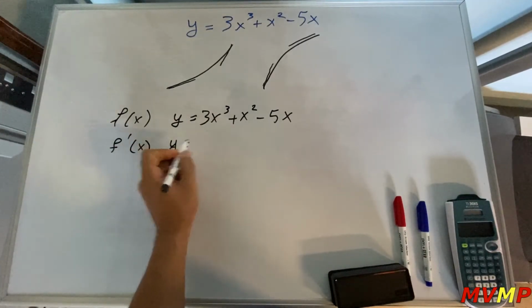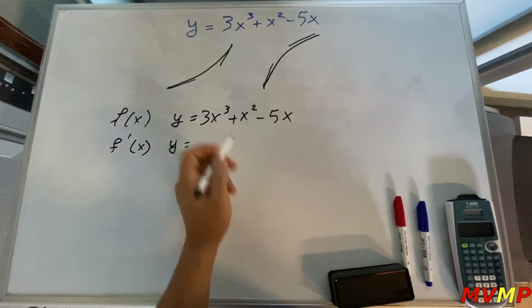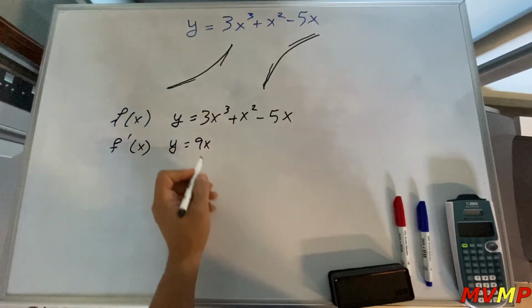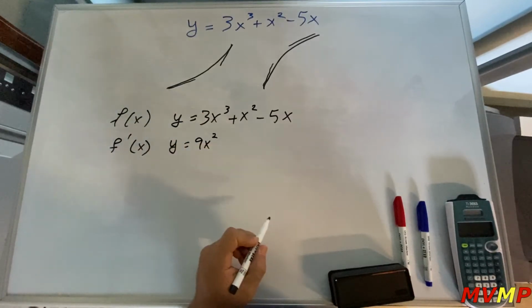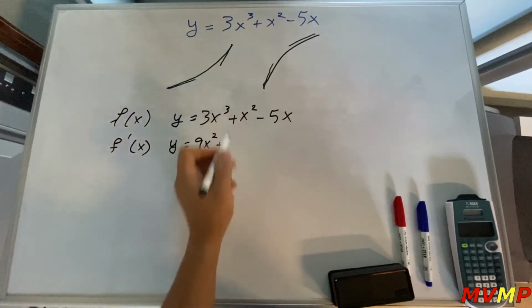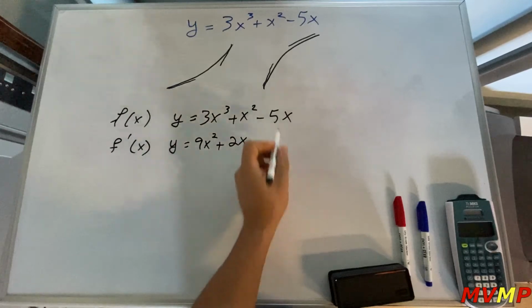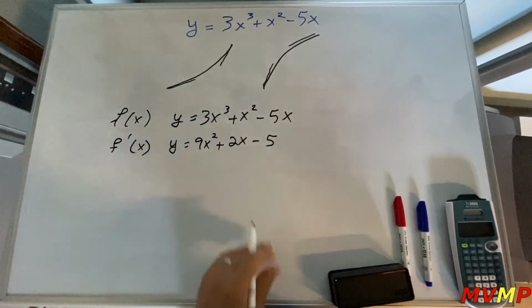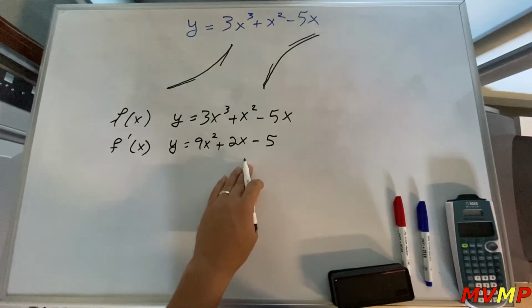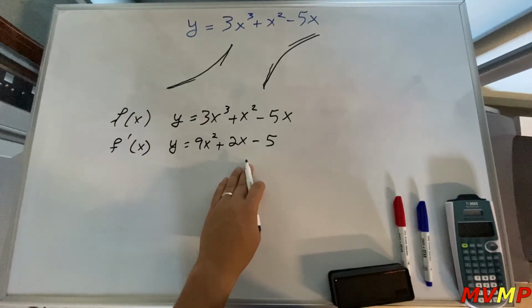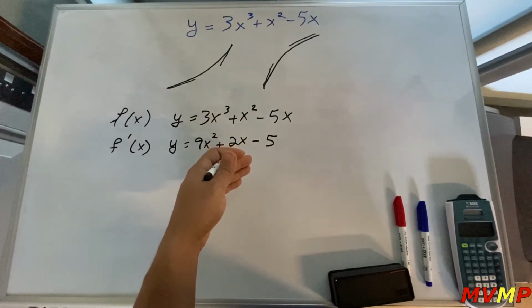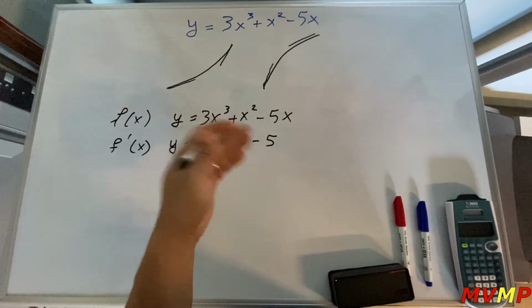So y prime equals the first derivative, you just multiply the power by the coefficient. So that's just 9x squared, and then the power reduces by 1, plus bring the power, so it's 2x, and then this, since there's just a power of 1, it would be minus 1. So we've just taken the first derivative. Now this will give us the slope. Now we take the second derivative and it will tell us whether the slope is increasing or decreasing.